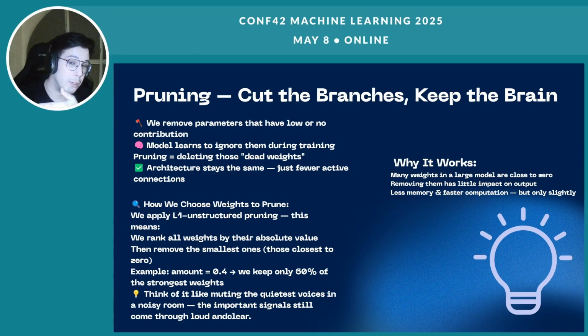With pruning, as we mentioned before in the theoretical part, we remove parameters that have low or no contribution. How do we choose those weights? We just rank all weights by their absolute value, then remove the lowest ones. Yeah, it's pretty simple. It's not that hard. We're just muting the quietest voice in a noisy room. And why does it work? Because many weights in large models are close to 0, which allows them to balance out some context. For larger models, it's really great for keeping general context. But in our use case, it gives less memory and faster computation, but only slightly.